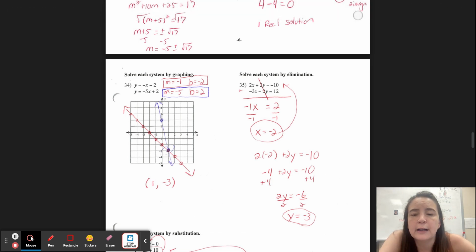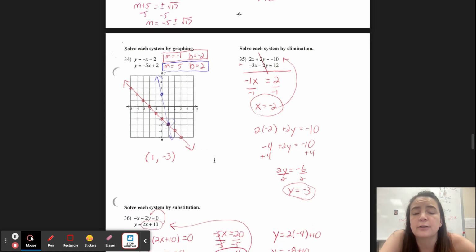For this one, I started at 2. I went down 5 over 1, and immediately they both intersect here. The intersection is the answer. The answer is at 1, -3. Please, if this is an open-ended problem, make sure you write the answer.